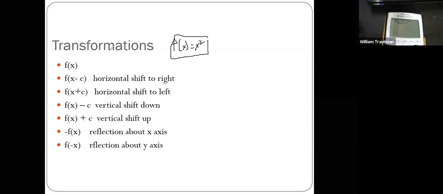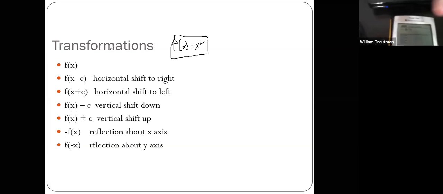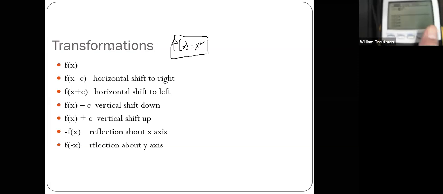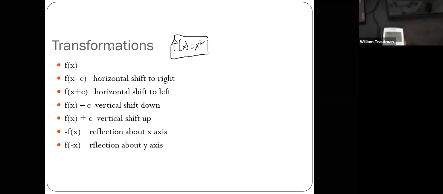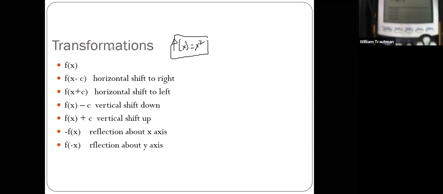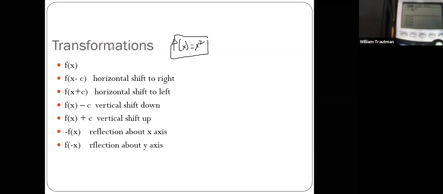All right, so we want to look at x squared, the graph of x squared. I went to y equals, it's going to focus here in a second. It's going to focus. It better focus.